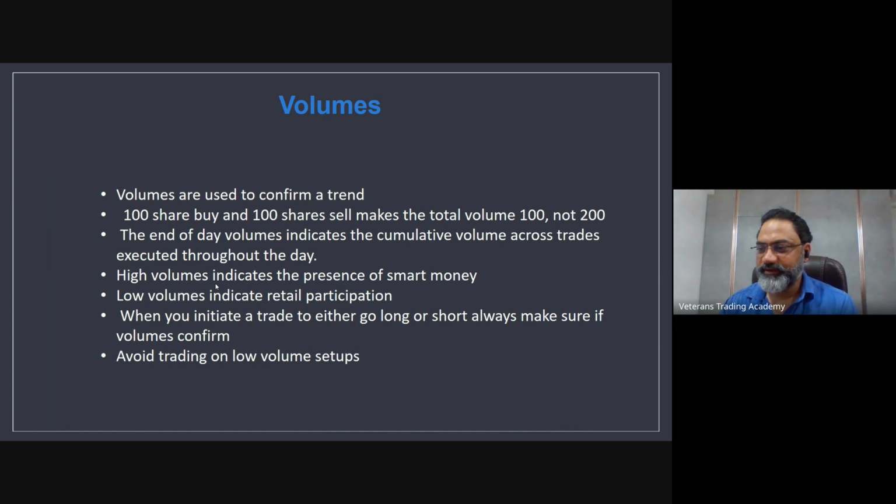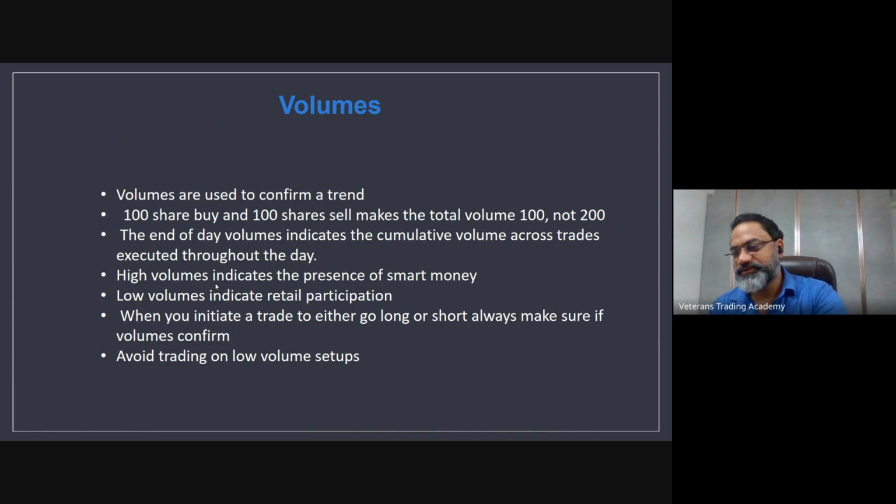When you initiate a trade to either go long or short, always make sure the trade has been confirmed by volumes. It means that suppose there's a bullish engulfing pattern, which we covered, and in the bullish candle, the green candle, volumes are much higher. So again, it further confirms that there's a bullish engulfing pattern and even volumes are higher. So the probability of going higher is high. But suppose there's a bullish engulfing pattern and volumes are missing, then we can say maybe this is just because of some short covering. Actual buying is not happening in delivery. So we can avoid that kind of trade.